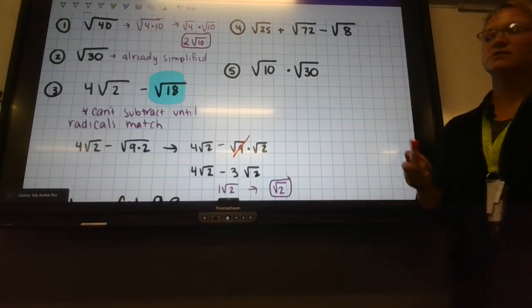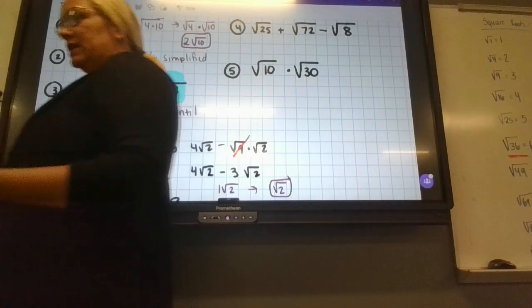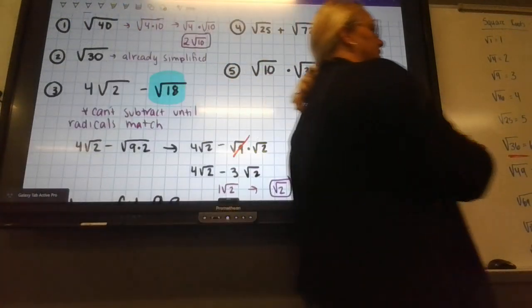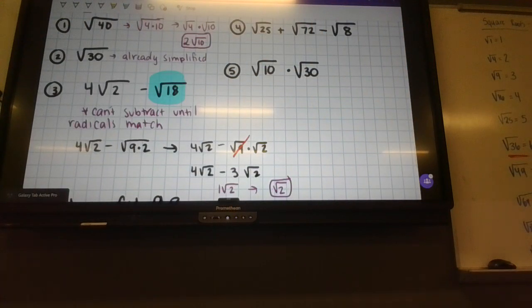That's really setting you guys up for geometry. Have you guys heard of the Pythagorean theorem? A squared plus b squared equals c squared. When you're doing that, you're going to end up with square roots. And so you did Pythagorean theorem before, but it was all integers. In geometry, it'll be radicals.